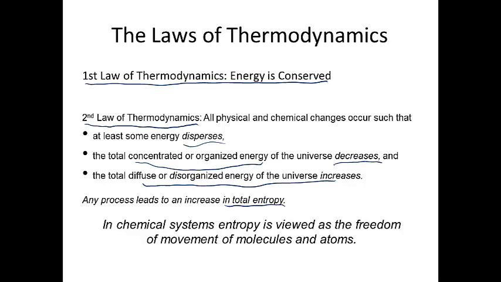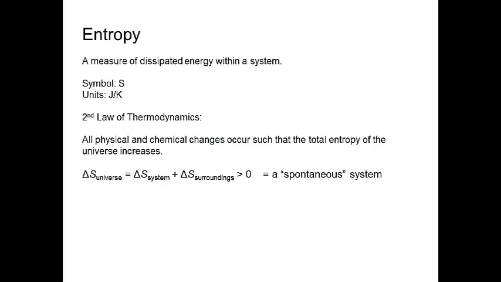For us, the way to think about entropy in terms of chemical systems is that entropy is viewed as the freedom of movement of molecules and atoms. That's the way we visualize it for chemical systems. So entropy is the measure of dissipated energy within the system. It has the symbol capital S, and the units are joules per Kelvin.